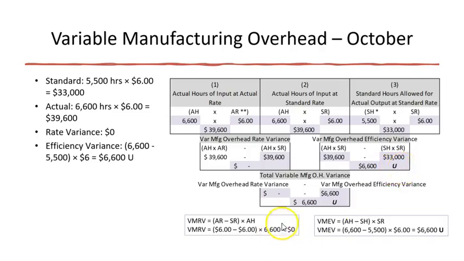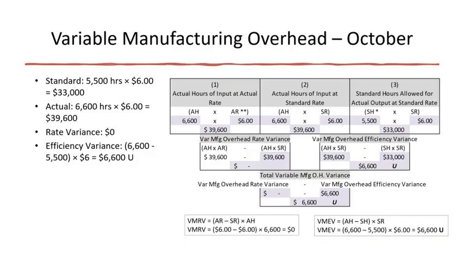So from the equations, nothing whatsoever because there's no difference in the rates, but on the actual hours, 6,600 minus 5,500 times that standard rate of $6 does come up with that 6,600, and that is unfavorable. This is a perfect example of how inefficiencies cascade. Slowdowns in labor also push up overhead.